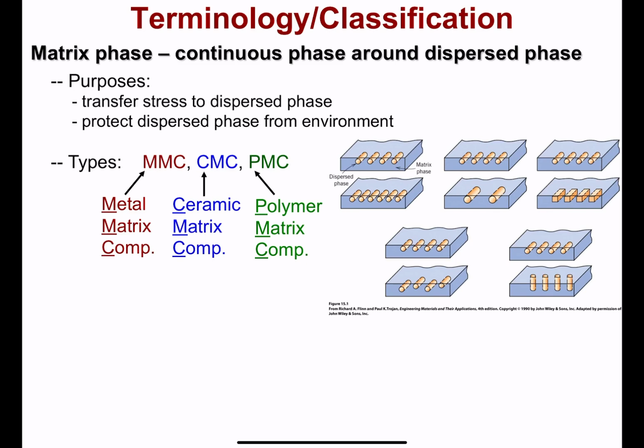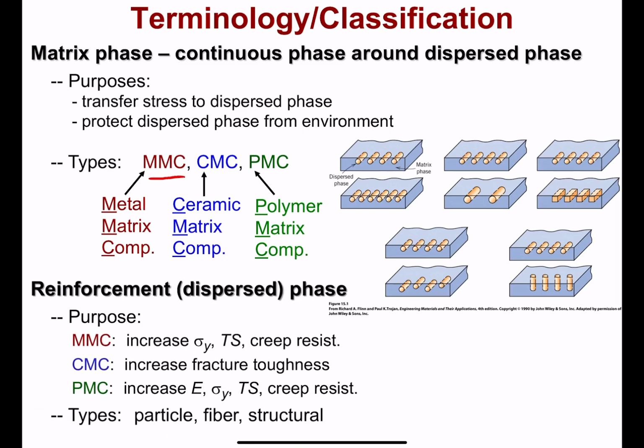Okay, so what types of composites exist, classified based on their matrix? Well, we can have a metal matrix composite, or an MMC. We can have a ceramic matrix composite, or a CMC, or we can have a polymer matrix composite, or a PMC. And the complement component is, of course, going to be the dispersed or the reinforcement phase.